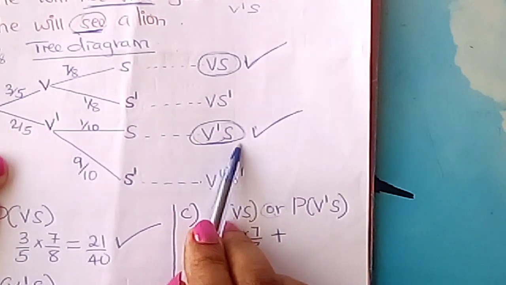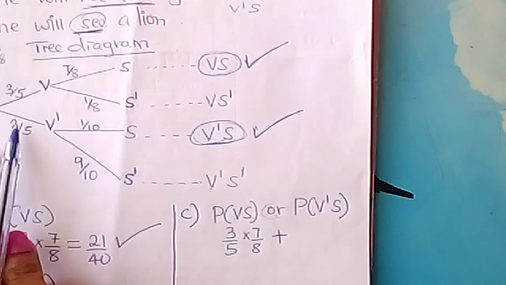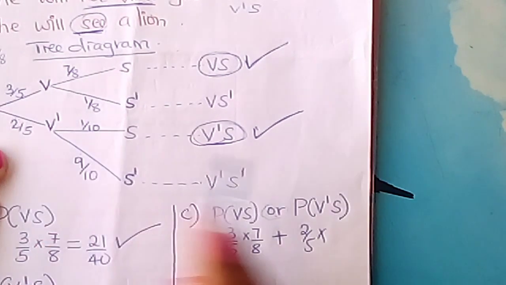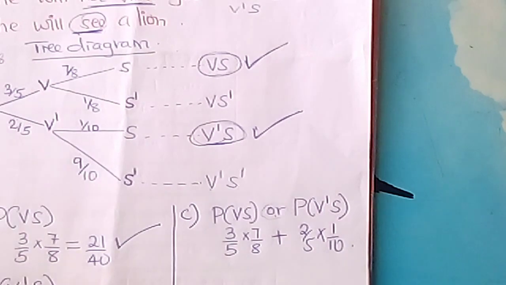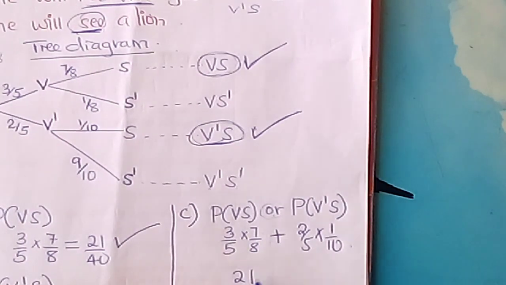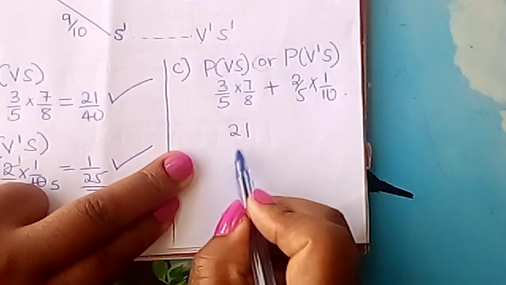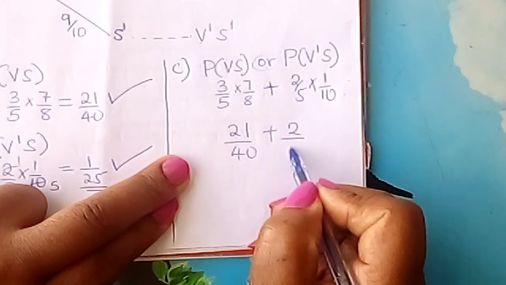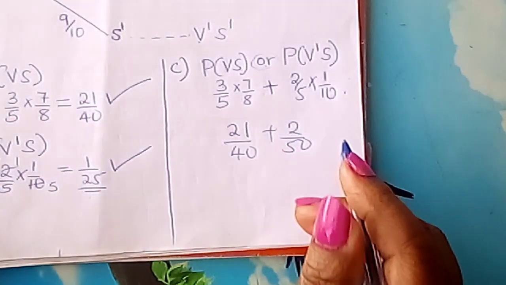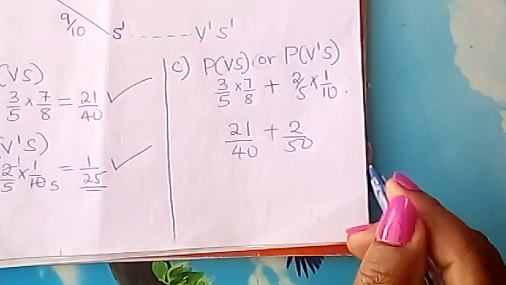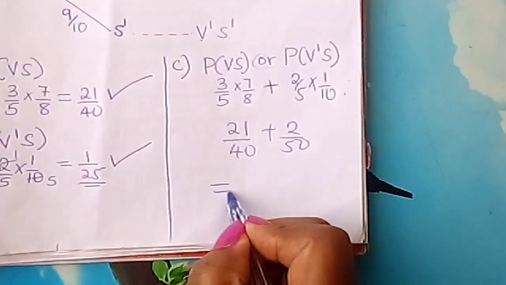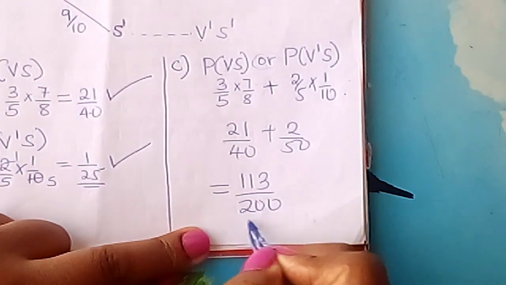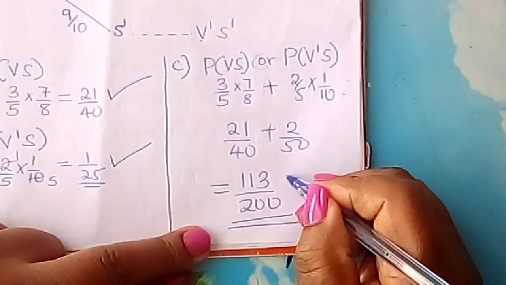You go to V prime S. Where is the branch? V prime S, 2 over 5, times 1 over 10. And therefore this gives you what? 21 over 40 plus 2 over 50, or you can simplify to get 1 over 25. We had them here. So adding these two, learner, you should add up with what? 113 over 200.